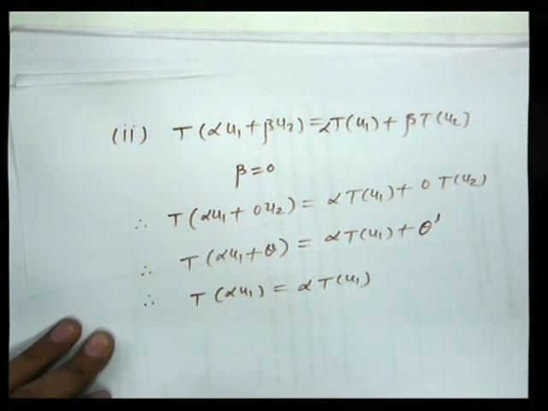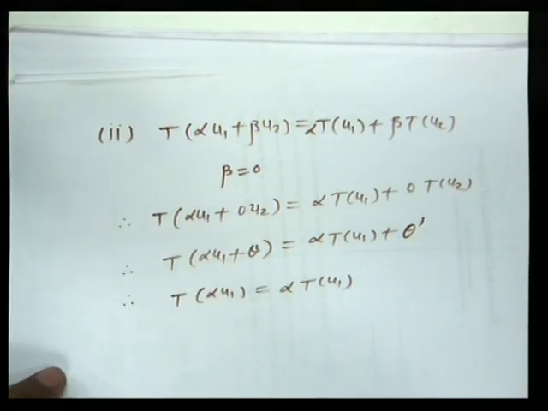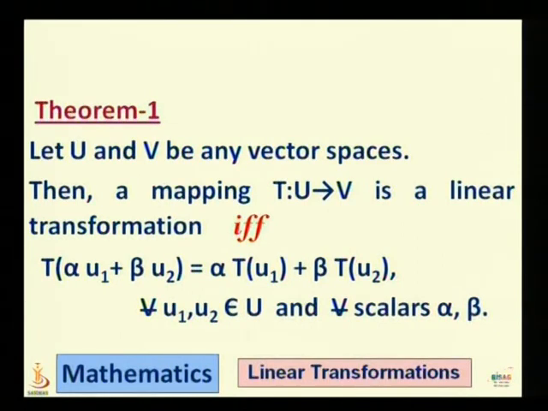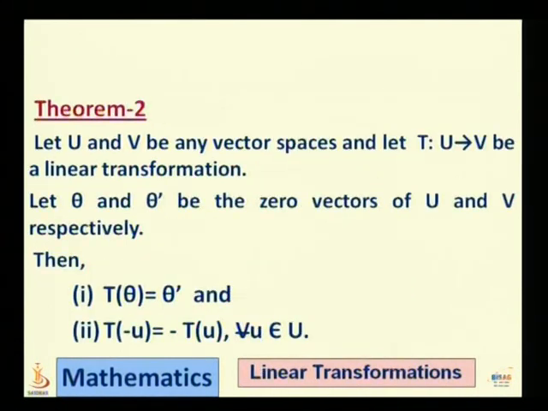So from 1 and 2 we get that T is a linear transformation from U to V. This way we have proven theorem 1. Now we move to the second theorem, which is about the elementary conditions of a linear transformation.